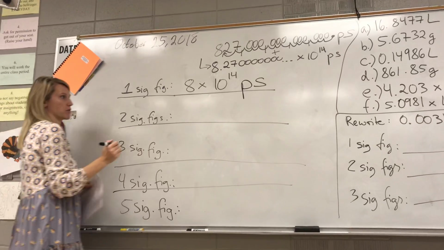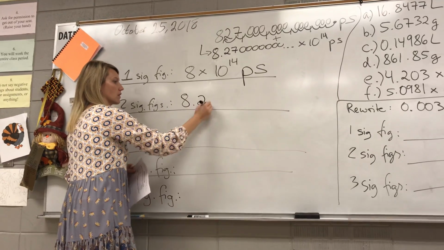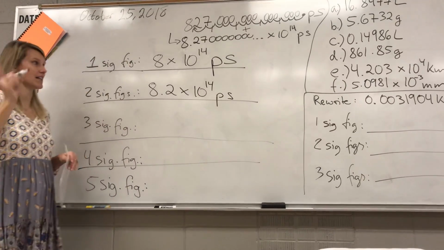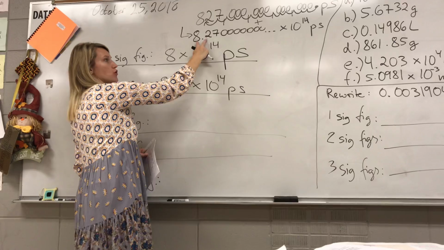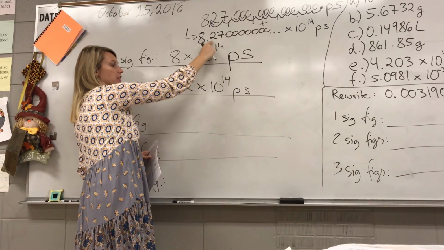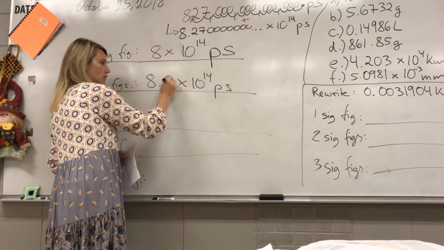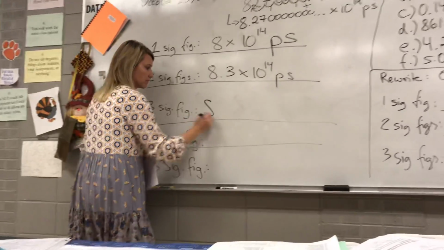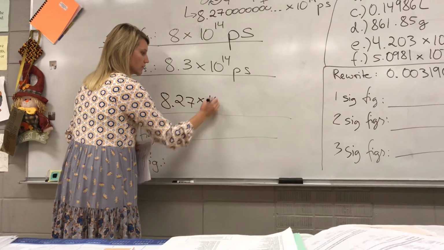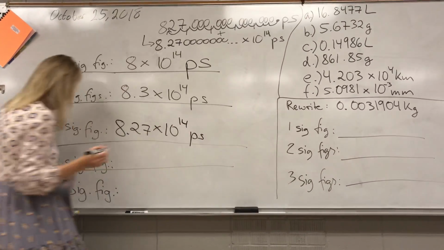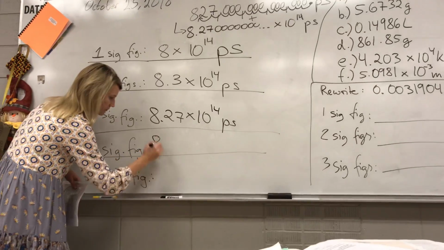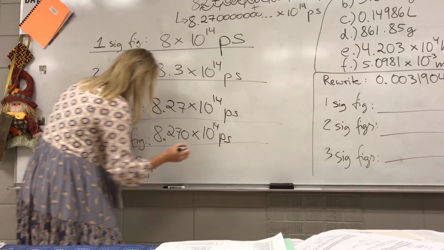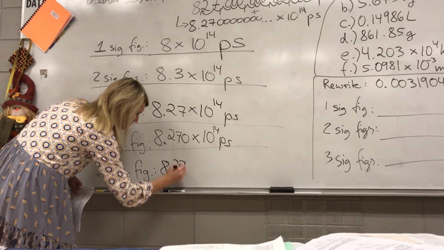How about two significant figures? 8.3. Okay, 8.3. Excellent. You're catching yourself. These are my first two significant figures, but there's a 7, so I need to round it to a 3. Very good. How about three significant figures? Excellent. How about four significant figures? And then last but not least, what about five significant figures?